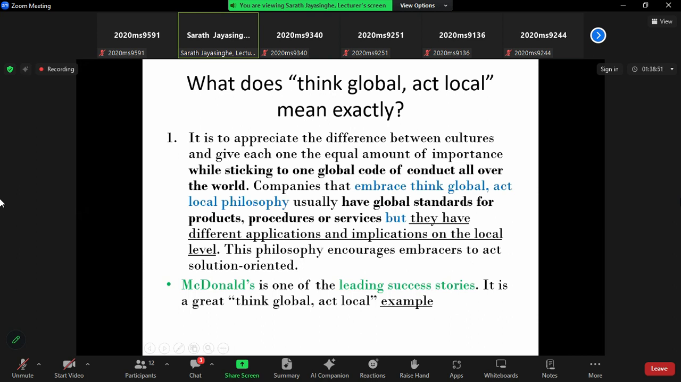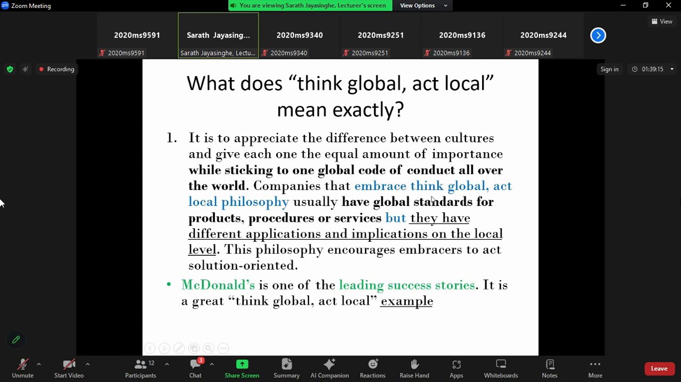Maybe that the Starbucks is a cafe, right? Coffee shop, right? You can see it is to appreciate the difference between the cultures and give each one of them equal importance while sticking to one global code of conduct all over the world. So keep the standards as they are, qualities as they are.